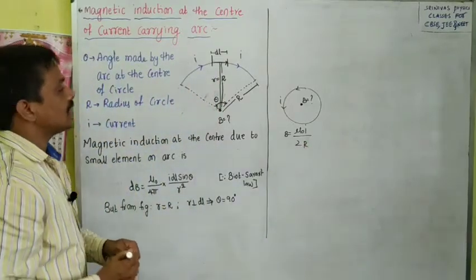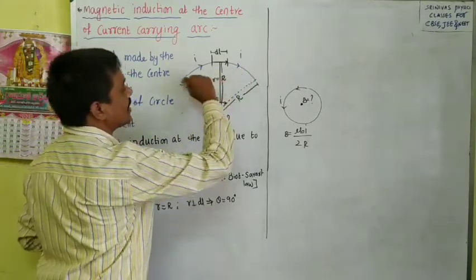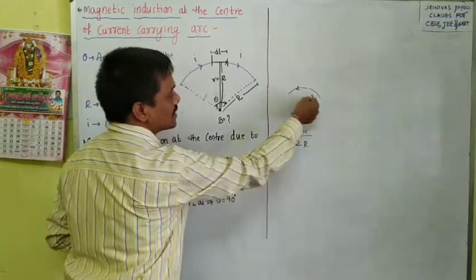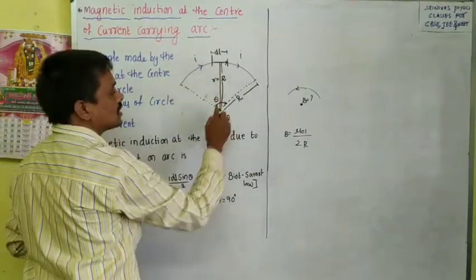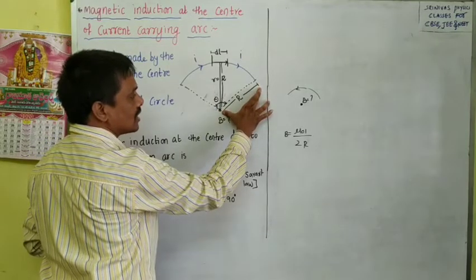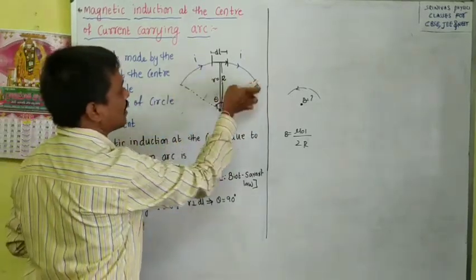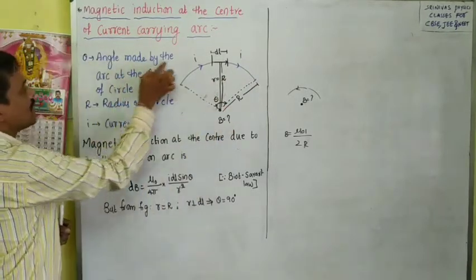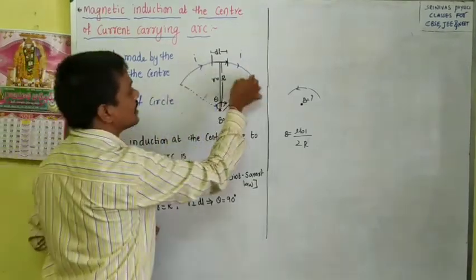Here, this is the current carrying arc. An arc is a part of a circle. Due to this current carrying arc, I want the magnetic induction at the center. The radius of this arc, which is a part of a circle, is capital R. Theta is the angle made by the arc at the center of the circle. Capital R is the radius of the circle, and I is the current in the arc.